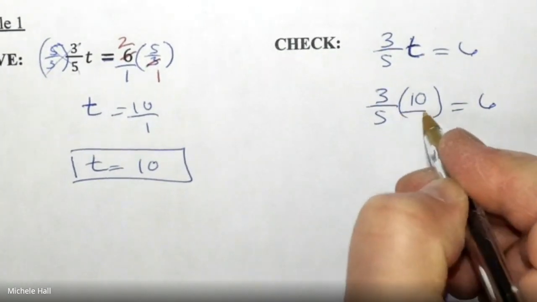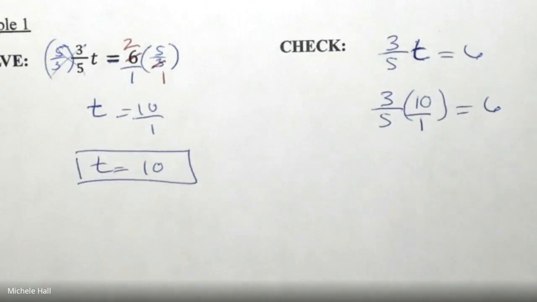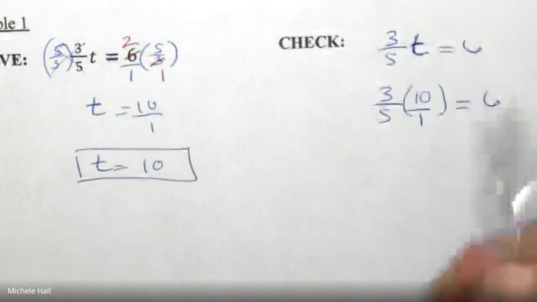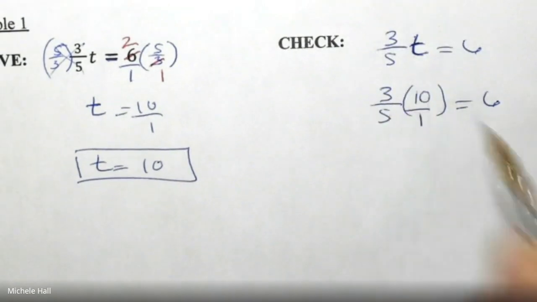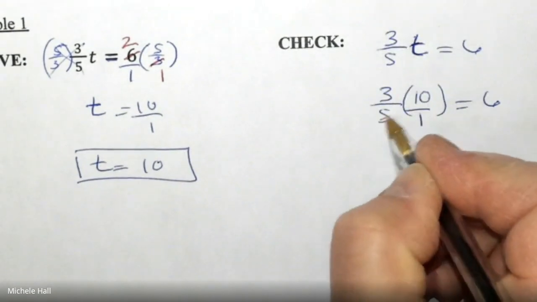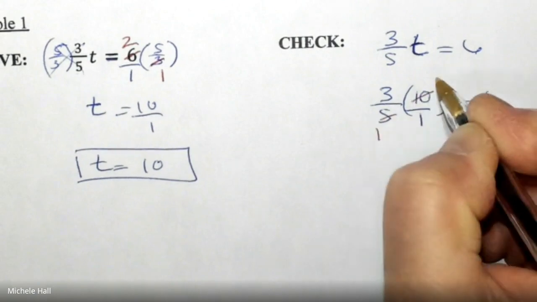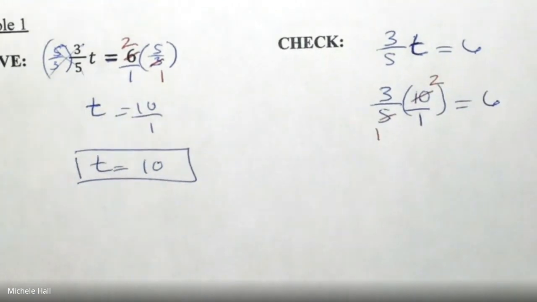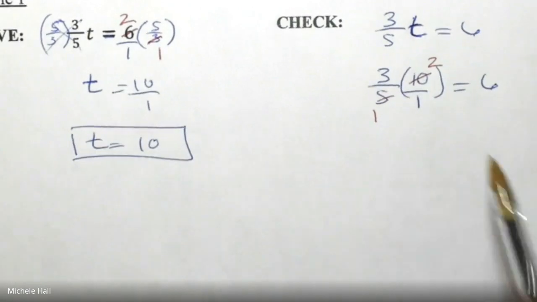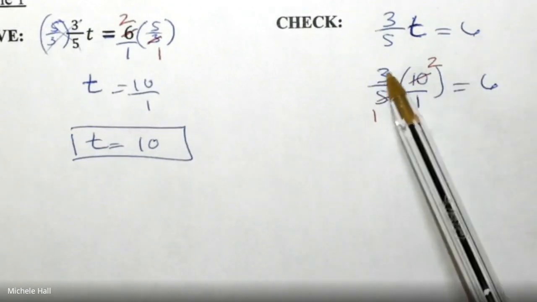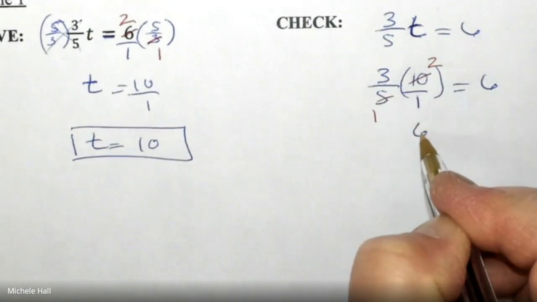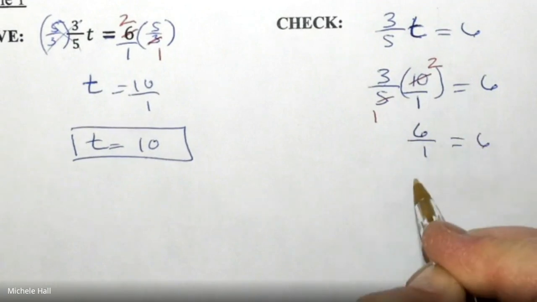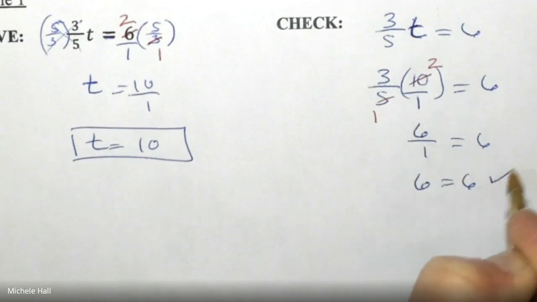Make 10 a fraction. Look for that cross canceling. I see that 5 and 10 have a common factor. 5 divided by 5 is 1. 10 divided by 5 is 2. And now I just multiply straight across. 3 times 2 is 6. 1 times 1 is 1. And 6 over 1 is just 6.